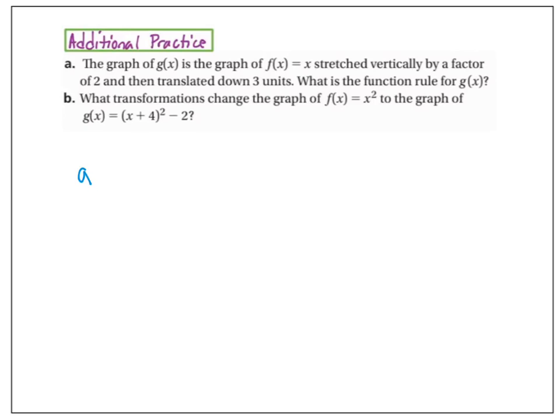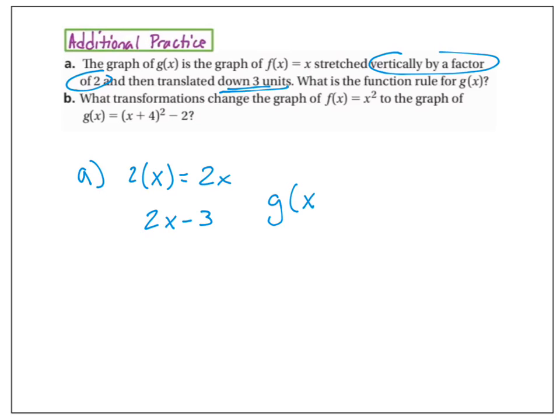So for A, we're going to start with our f of x value, which is just x, and we want to vertically stretch by a factor of 2, so that means we would multiply this by 2. So that becomes 2x. Then translate it down by 3. So to translate down by 3, we would be subtracting 3. So that means that our g of x function is going to be 2x minus 3.